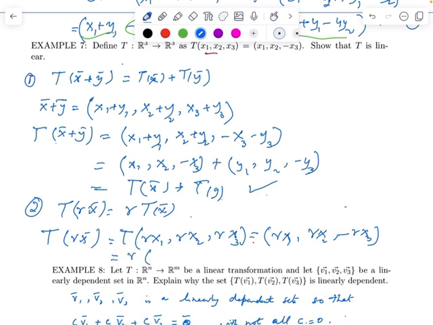Now we can pull out the r from the vector, and we are left with x1, x2, negative x3. Now note, this thing is just the T of x. So we get r times T of x. And that's what we wanted to get. So yes, we have proved that this is linear. So hence, T is linear.